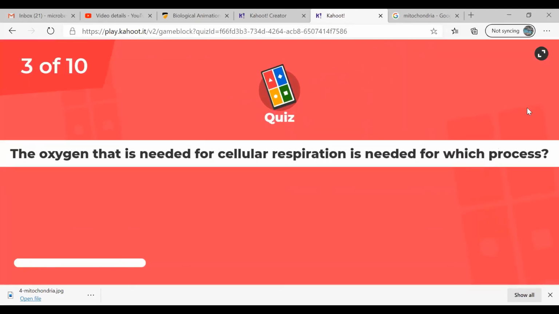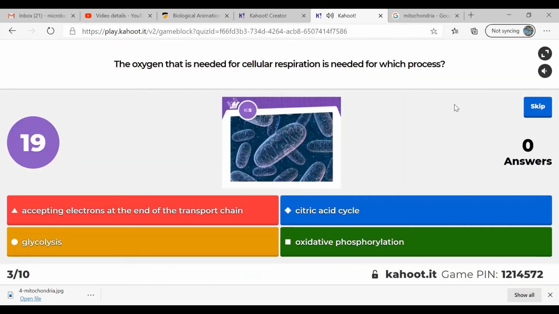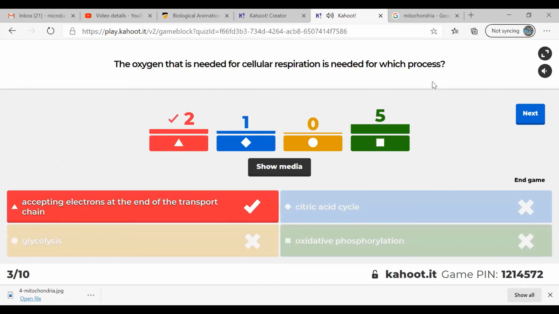Okay, question 3. Told you they're not going to get easier on this one. The oxygen that is needed for cellular respiration is needed for which process? Where exactly is the oxygen required? Better not answer glycolysis. Okay, oxygen is required at the electron transport chain.